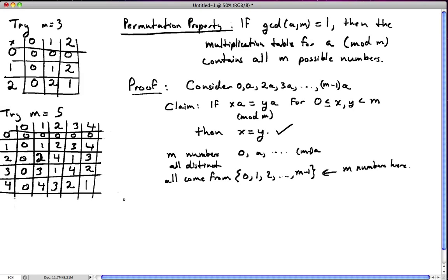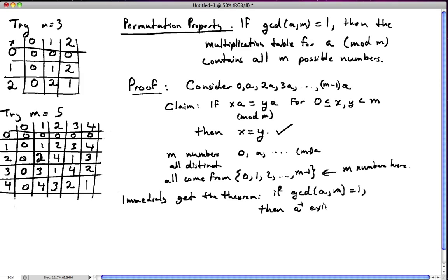So from here, we can prove immediately, we get the theorem that if the GCD of A and M equals 1, then A inverse exists, mod M.